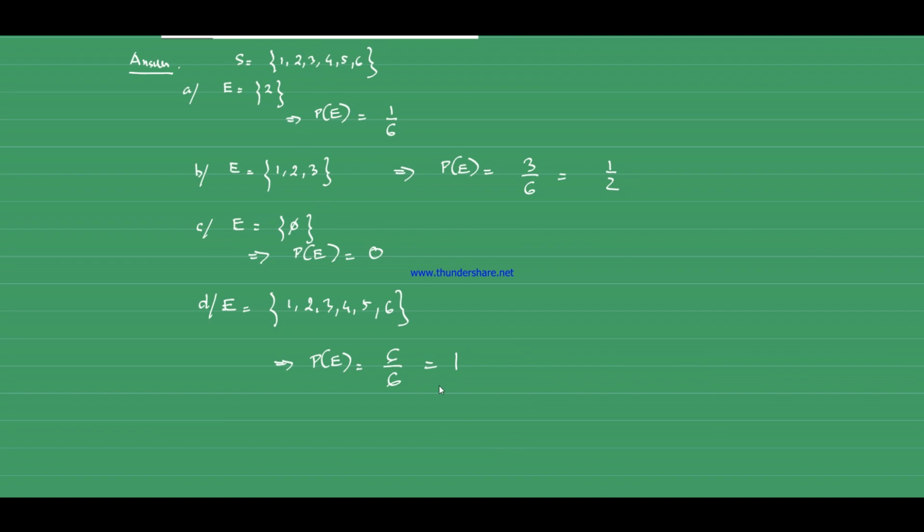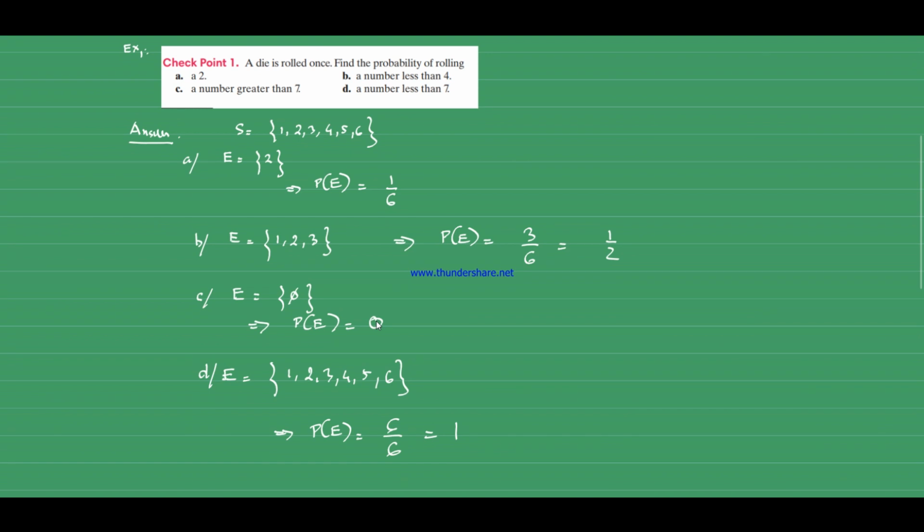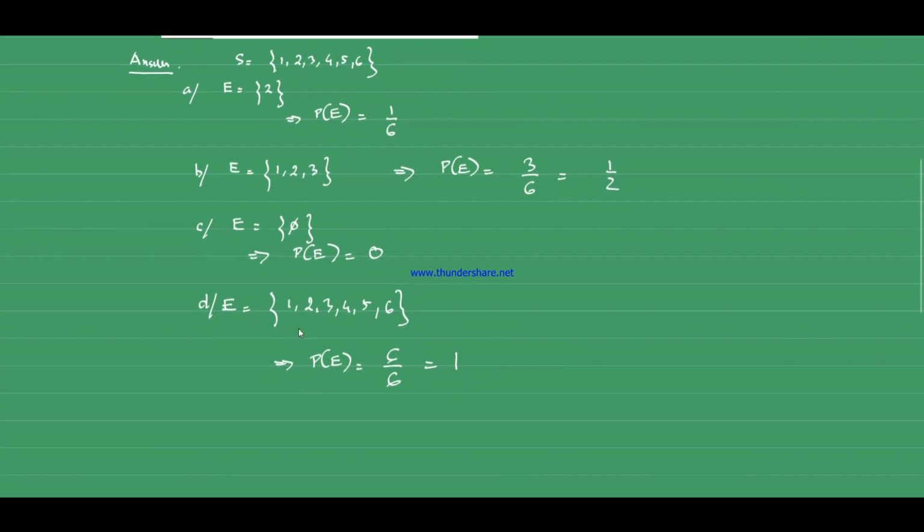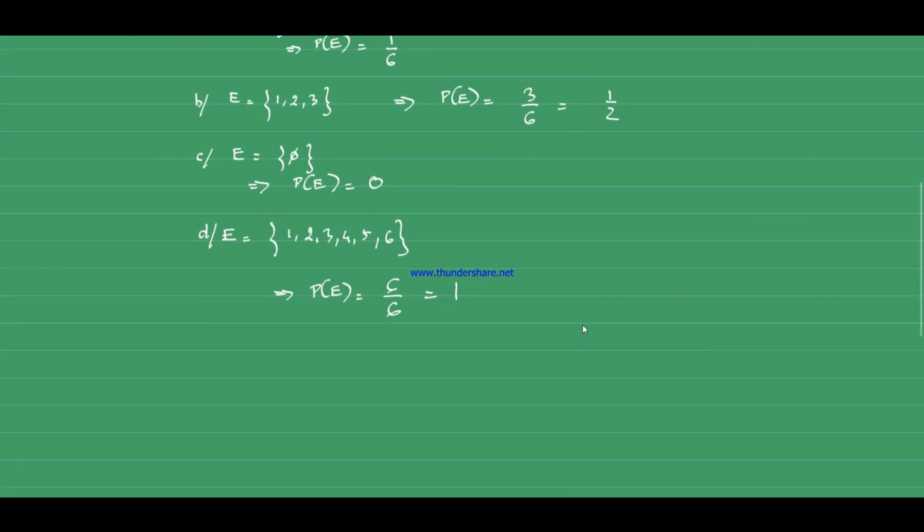Alright, so what do we know out of this? You see that over here, 1 over 6 is a number less than 1. 1 over 2 is also a number less than 1. This 0 is definitely less than 1. So if the sample space and the event set had the same number of elements, the probability will be 1, which is the largest probability value you can get. You're not going to get a probability that's greater than 1. No way.